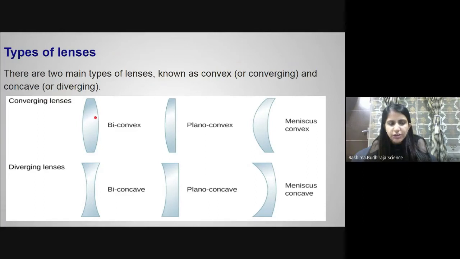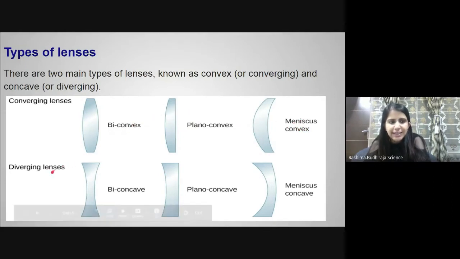Here, children, both the surfaces are spherical and it is bulging outwards. So, this is a biconvex or simply a convex lens. This lens is a plano-convex lens, as one surface is plane while the other surface is convex. Children, this is a converging meniscus or a meniscus convex.